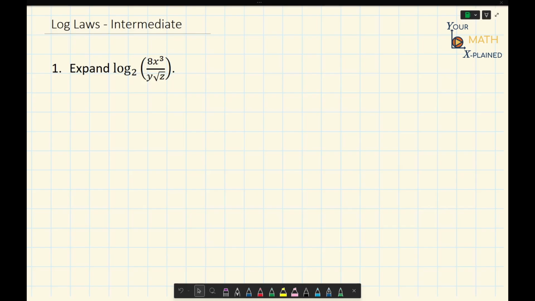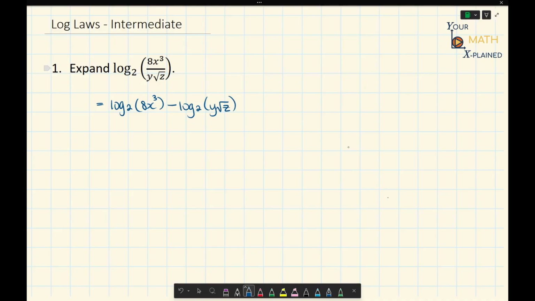So for the first problem, we're going to expand a log expression. When we say expand, we mean we want to write this as multiple logs instead of just one. To expand this, we're going to use our product and quotient rule. Within the log function, we have a division happening, which means we can split this into two logs. The first one being log base 2 of 8x cubed, and then we minus log base 2 of y times the square root of z.